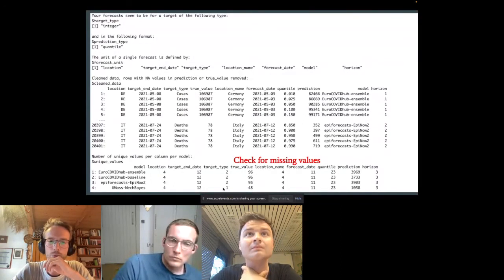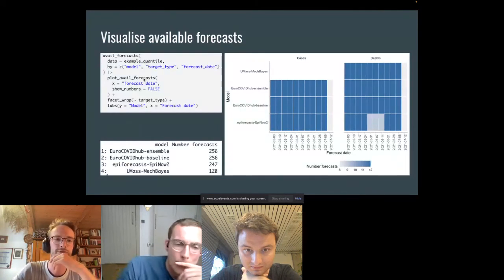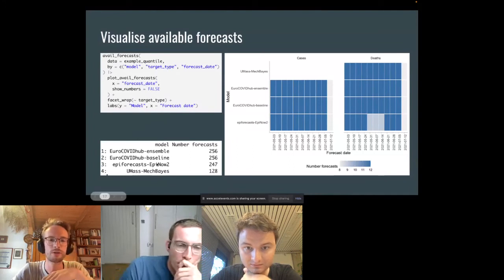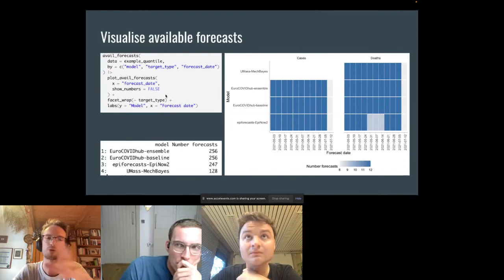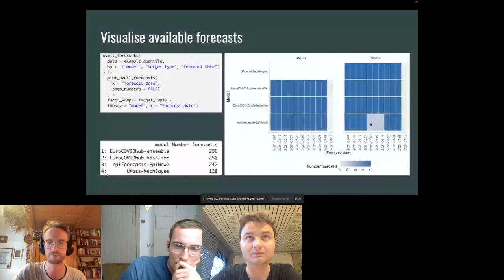Yeah, so when we see that, it's probably useful to check for missing values, and the package has a nice function that does that, which is called avail forecasts, and there's a plot function for that. So you can either get everything that you want out as a data frame. There are also plot functions which take the data frame and plot it. And so we can see that this model didn't make any case forecasts, and we see that this model has a few missing forecasts in these 3 weeks.